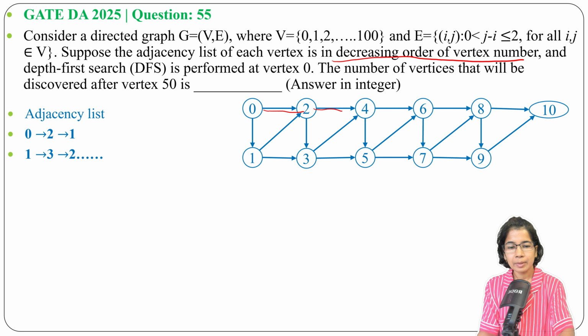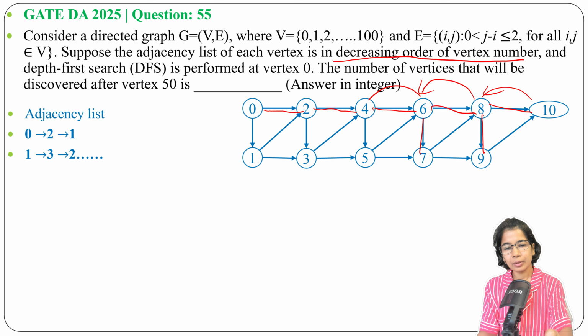Then from 2, we'll visit 4. Then from 4, we'll visit 6. Then we'll visit 8. Then we'll visit 10. Then after 10, we'll backtrack. Then from 8, we'll visit 9. Then from 8, we'll backtrack. And from 6, we'll visit 7. Then from 6, we'll backtrack. From 4, we'll visit 5.